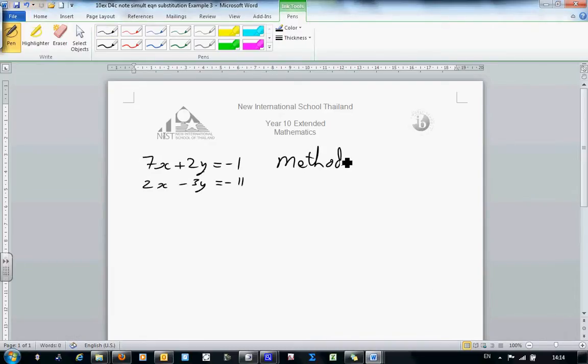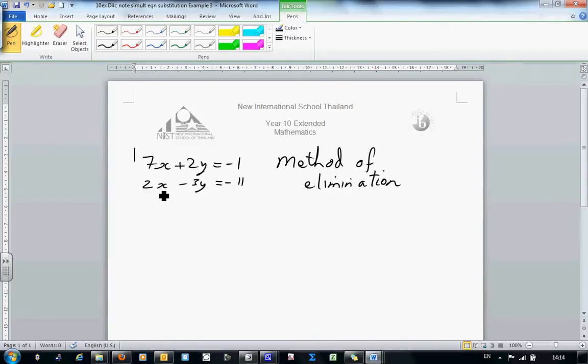which is called the method of elimination. And basically in this method we are going to eliminate, get rid of, one of the variables before we can move forward. Now notice that we have 7x here and 2x here. We've got 2y here and negative 3y here. What we're looking to do with the method of elimination is to try and get these numbers to be the same. So we could have, let's say, 10x here and 10x there. We could have 15x there and 15 there.